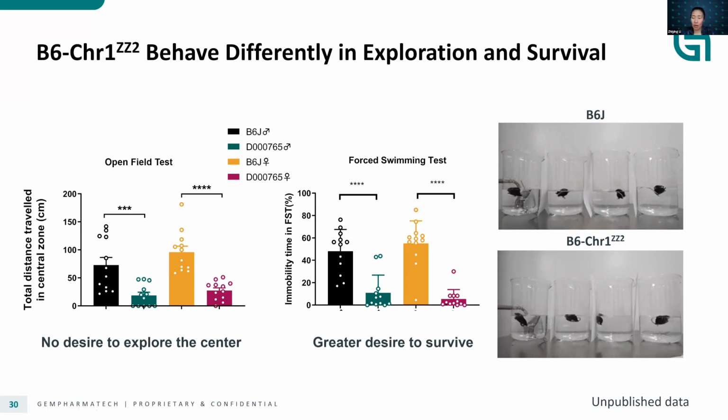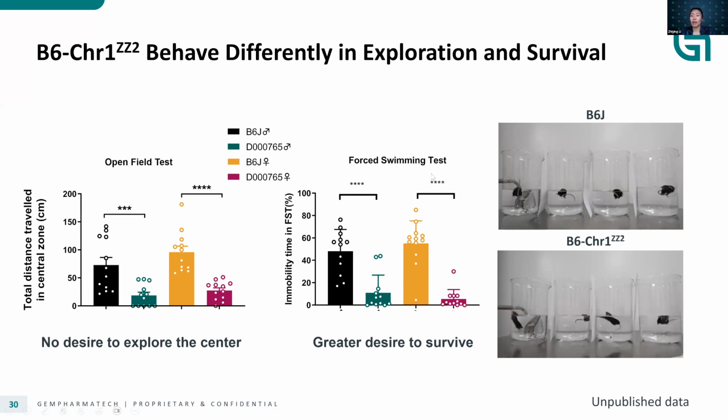Mice, as you know, are nocturnal animals and tend to like the dark, and because they are prey, they tend to stay away from the spotlight or the open field. As you see quantified here, the ZZ2 mice, both males and females, tend to stay away from the center more than their B6 counterparts. So it seems they don't have a desire to explore the wide open field, probably to stay away from their predators.